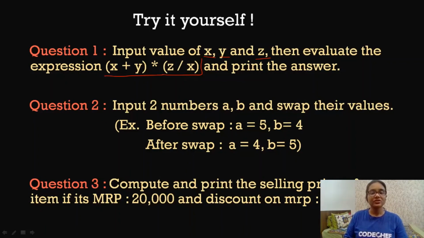Now the second question is about swapping of numbers. You have to input two numbers and swap them and then print their values after swapping. So just think about it, how you can perform this swap of values. It can be done mathematically, so think about it, and if you are not able to solve it, then of course you will have the answer in the description box which you can refer.